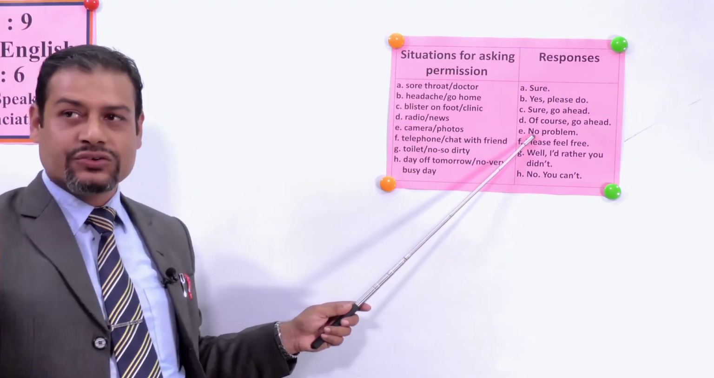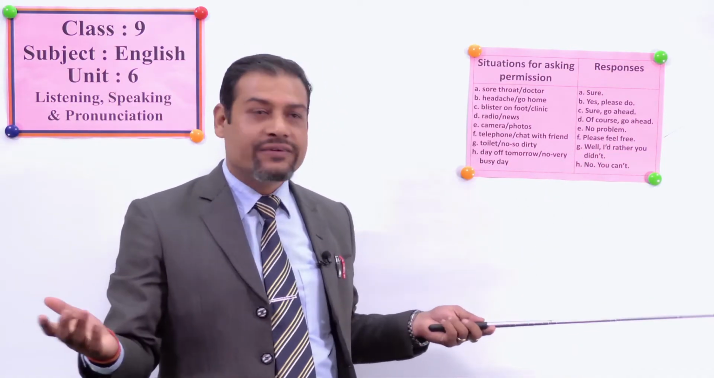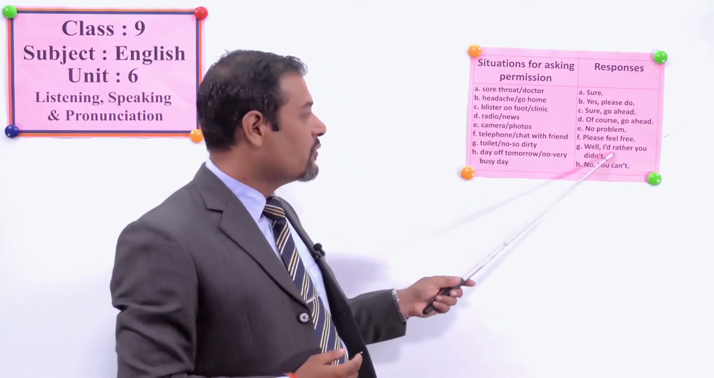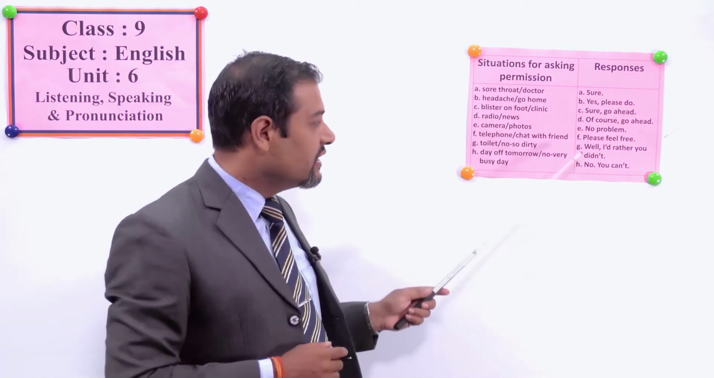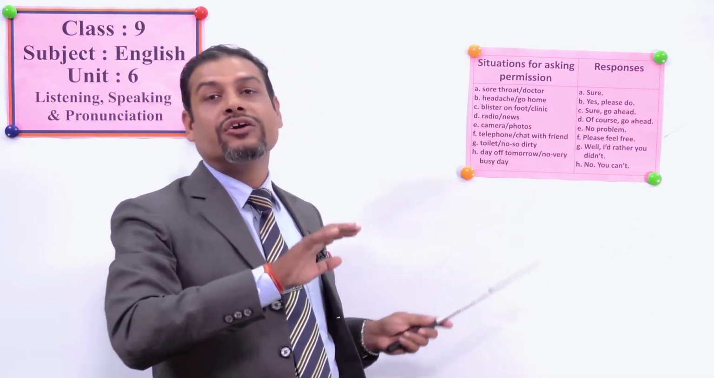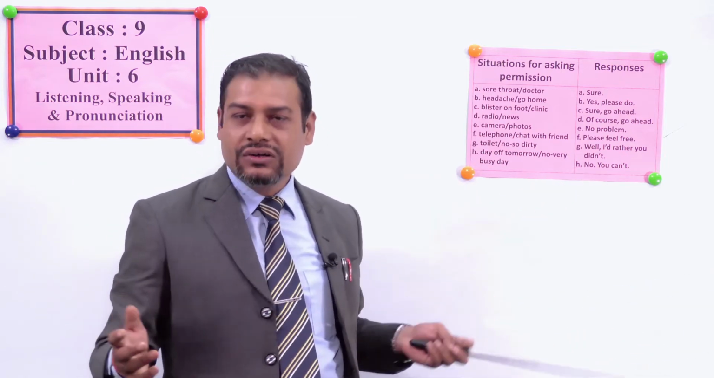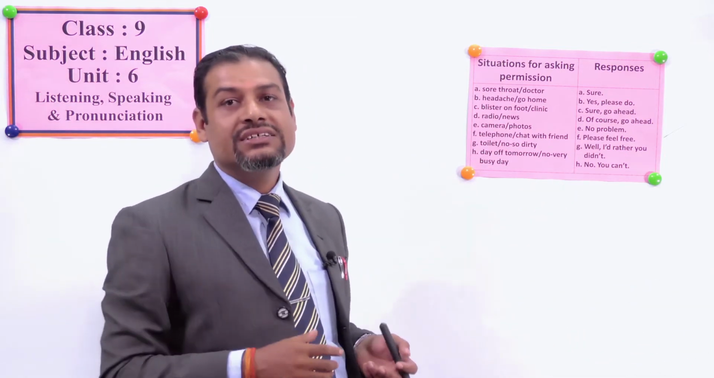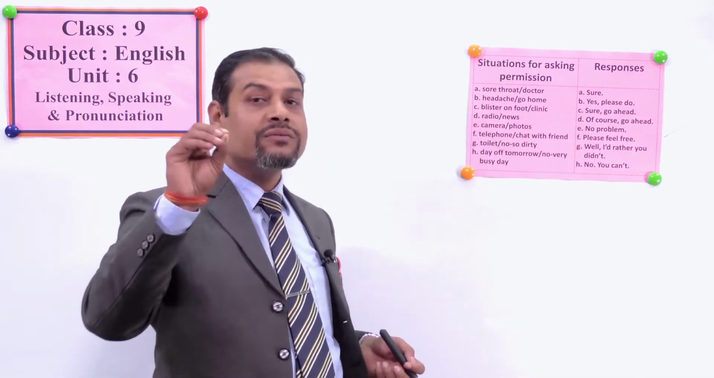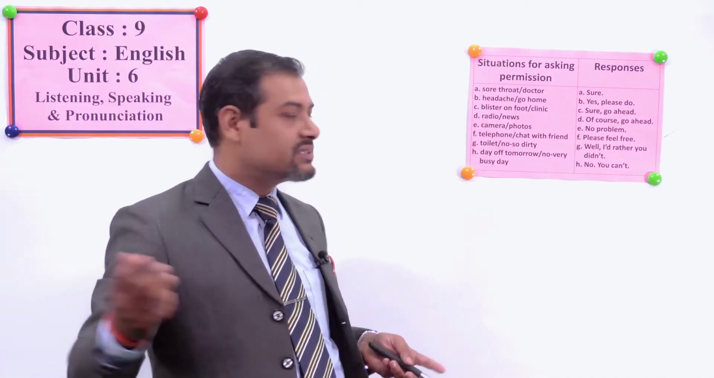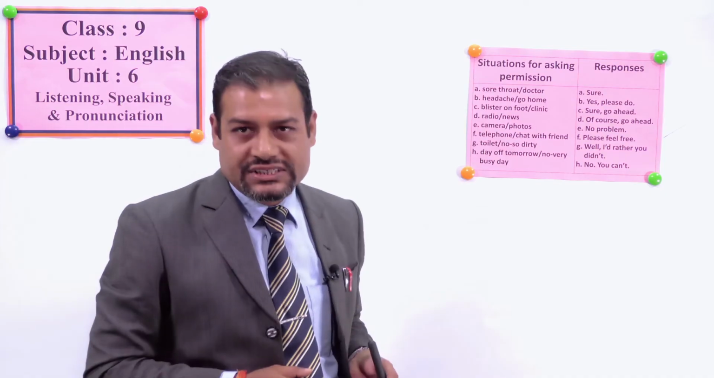It means that you can do it, okay, permission granted. And then again we have, please, feel free. Or you can say, well, I'd rather you didn't. It means that permission is not granted, okay. So G is used for not giving permission. And for H you can say, no, you can't. It means also permission is not given. So from A to F, you can use these for giving permission as your response, and G and H mean you are not giving permission, okay.